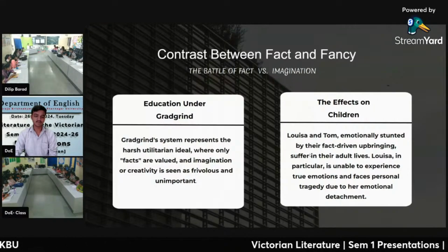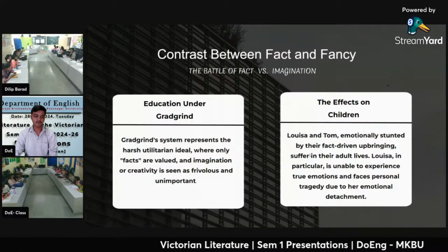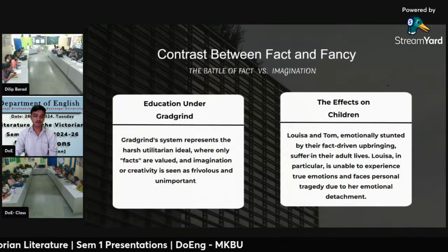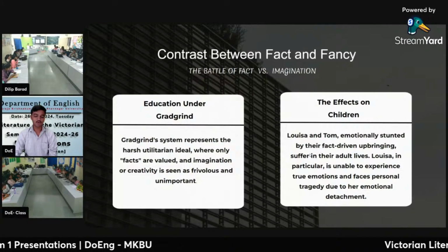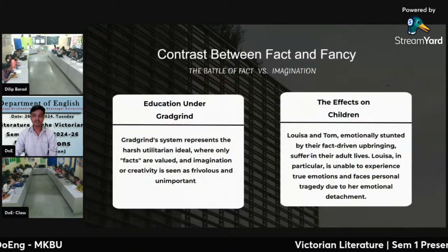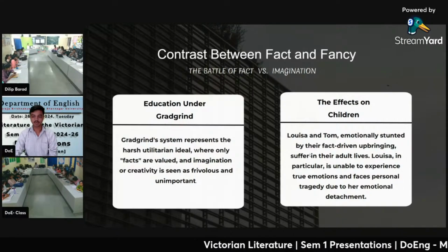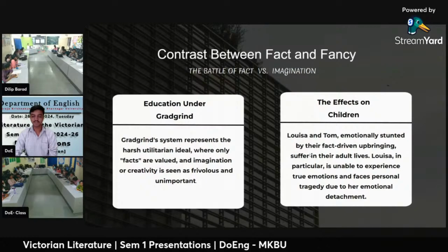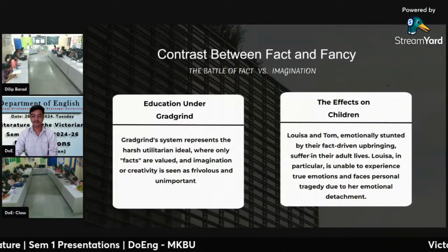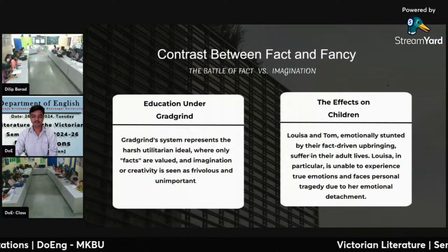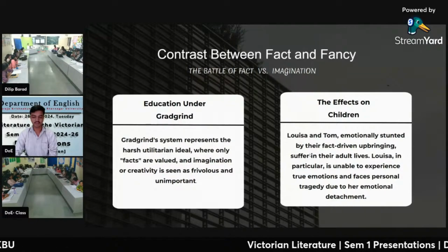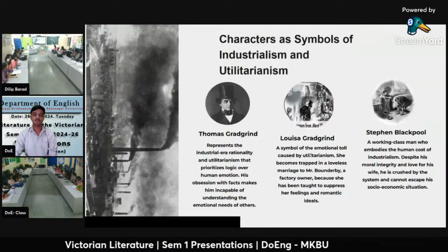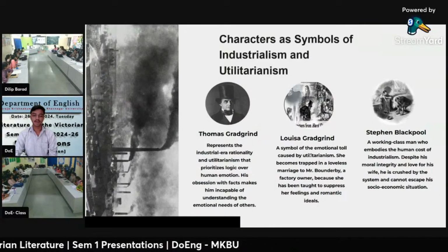First is education under Gradgrind. Gradgrind's system represents the harsh utilitarian ideal, where only facts are valued and imagination or creativity is seen as frivolous and unimportant. The effect on children: Louisa and Tom, emotionally stunted by their fact-driven upbringing, suffer in their adult lives. Louisa, in particular, is unable to experience true emotion and faces personal tragedy due to her emotional detachment.